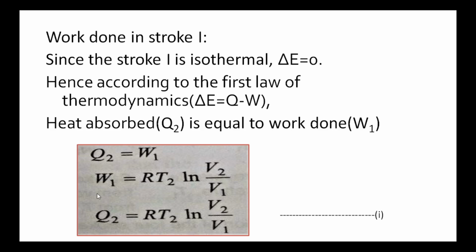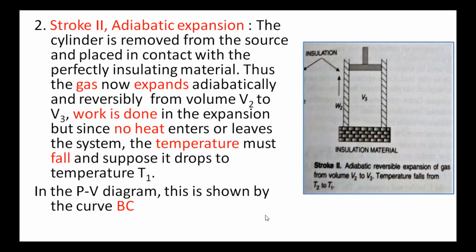W1. Here W1 is obtained from the relation, that is, work done for isothermal reversible expansion is given by the formula nRT ln V2 by V1. n is the number of moles. Here 1 mole of the gas is taken, so n value is 1. Temperature is kept T2. So here W1 is equal to RT2 ln V2 by V1. In this relation, Q2 is equal to W1. Therefore, Q2 is also equal to RT2 ln V2 by V1. This is taken as equation 1.